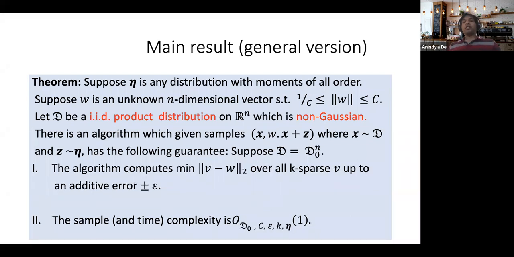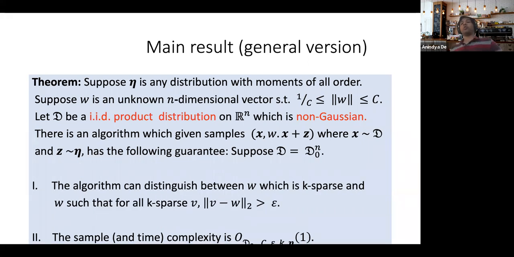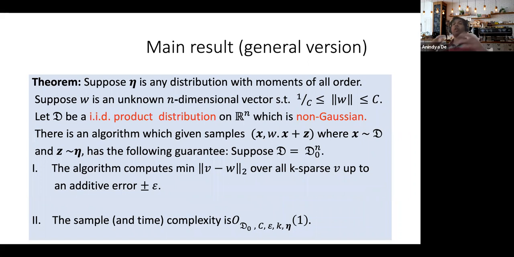Oh, actually, sorry, I should say we can do much more. We can not just figure out whether W is k-sparse versus far from k-sparse, but rather we can get a fully noise tolerant version of the algorithm. Namely, the algorithm will tell you the minimum distance of W from any k-sparse vector up to plus or minus epsilon. So in particular, it can compute the distance of W to the closest k-sparse vector up to an additive error of epsilon. So it can tell you whether the distance is 0 or much larger than epsilon.